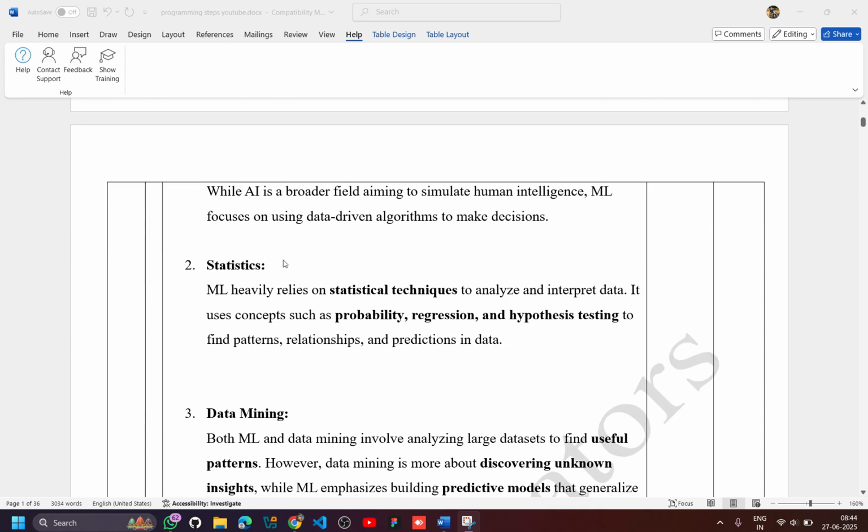After that, statistics. Machine learning heavily relies on statistical techniques to analyze and interpret data. It uses concepts like probability, regression, and hypothesis testing to find patterns and relationships and to make predictions from the data. Statistics helps in these fields: probability, regression, hypothesis testing, finding patterns, finding relationships, and prediction. It plays a very significant role when we do these kinds of functions, guys.